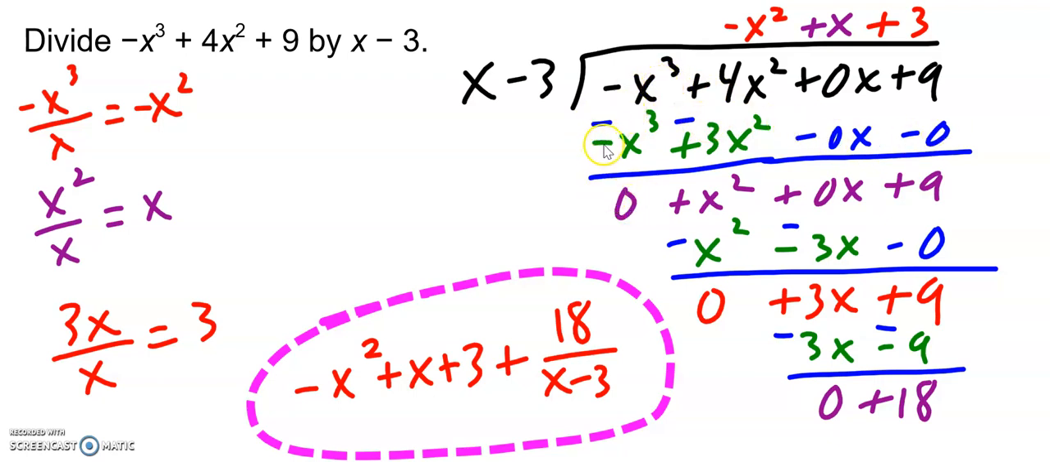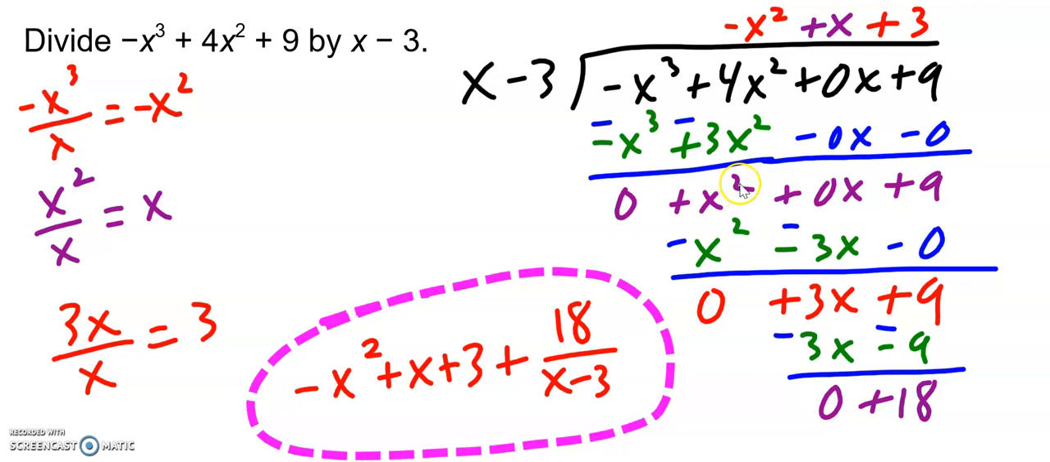Negative x to the third minus negative x to the third is 0. And remember that should always become 0. Notice the zeros here. 4x squared minus 3x squared is positive x squared. 0x minus 0x is 0x. 9 minus 0 is 9. Okay, that was one cycle.